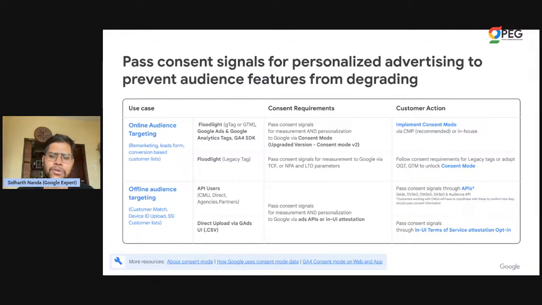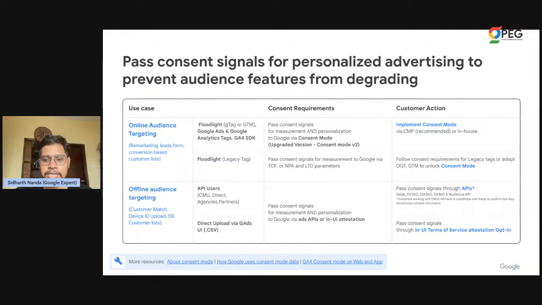Just a quick side note there, if you have significant traffic coming in from the European Economic Area, you now have two new parameters in addition to the traditional ad storage and analytics storage that you have, which, I believe, are called ad user data and ad personalization. These parameters are available with consent mode V2, and we recommend that you configure V2 so that these additional parameters are passed on to Google.